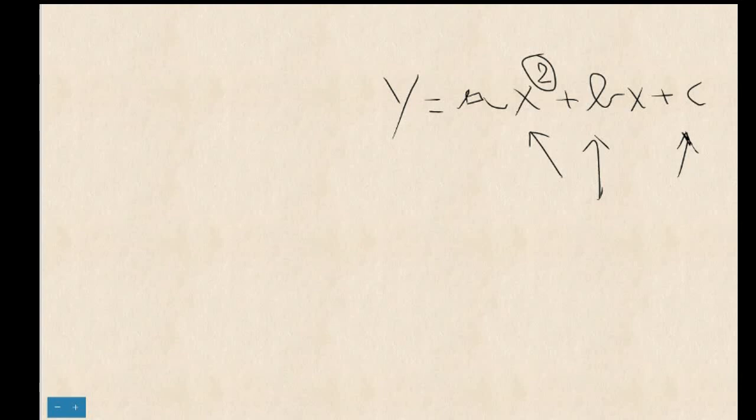So that tells us what is the simplest quadratic function we can have. We can set b to 0, c to 0, and a to 1. And what do we get? y is equal to x squared. So let's see what this function looks like.